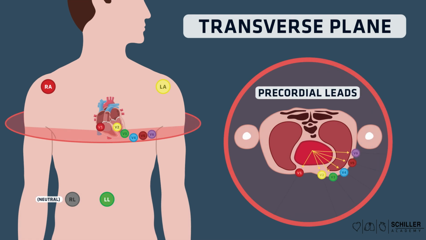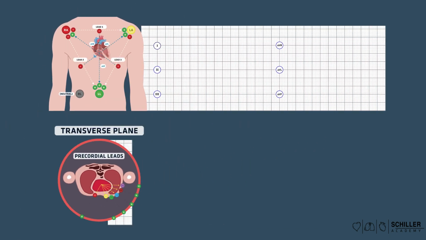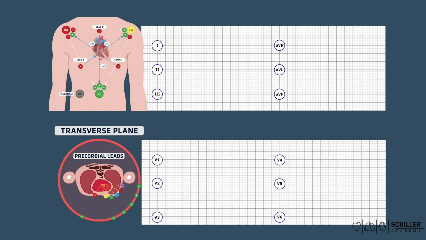V1 through V6 align in the heart's transverse, or horizontal plane. Each electrode is designed to detect any wave of positive charge coming towards them, making them, by convention, positive. These are collectively referred to as precordial leads. Thus, in total, there are 6 limb leads and 6 chest leads, resulting in a 12-lead ECG.